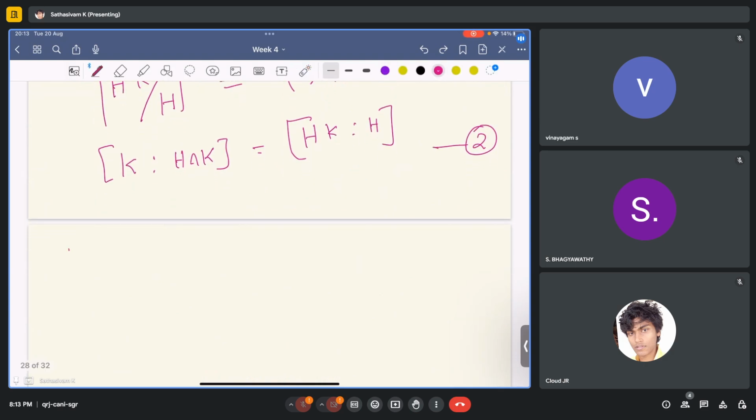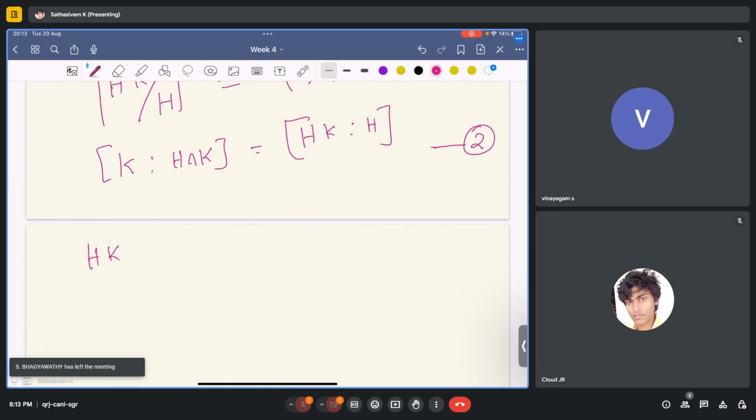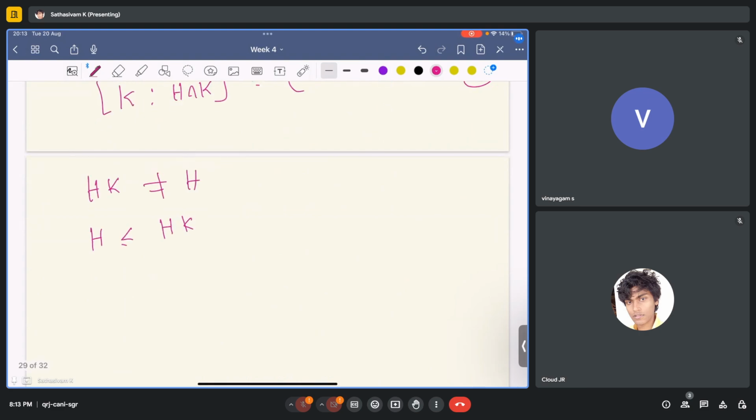Let's claim. The claim I want to make is HK is not equal to H. What we know is H is contained in HK. Okay, but what I'm claiming is it is not equal to H. That means I'm claiming it is strictly contained. Why is that following? Because K is not a subset of H, right? This is not true. Thus, there exists k in K such that this k is not an element of H.